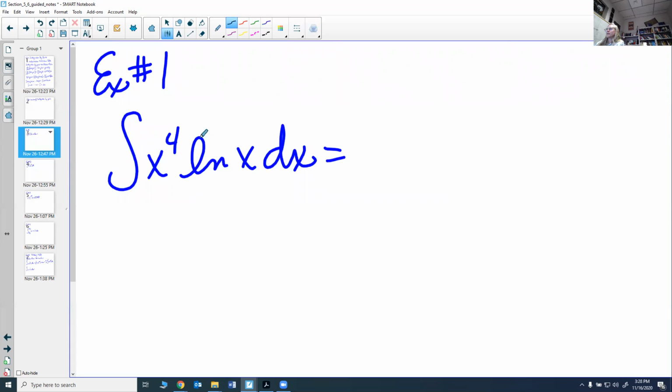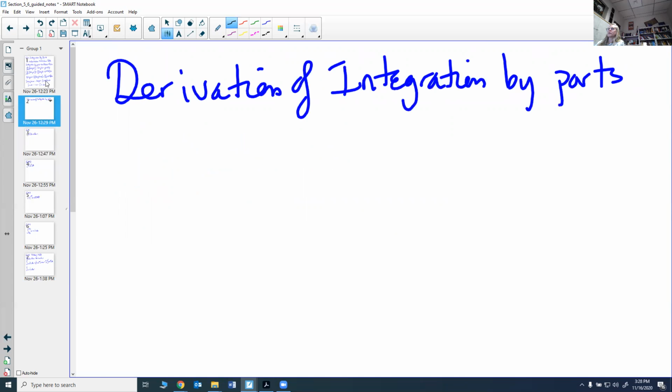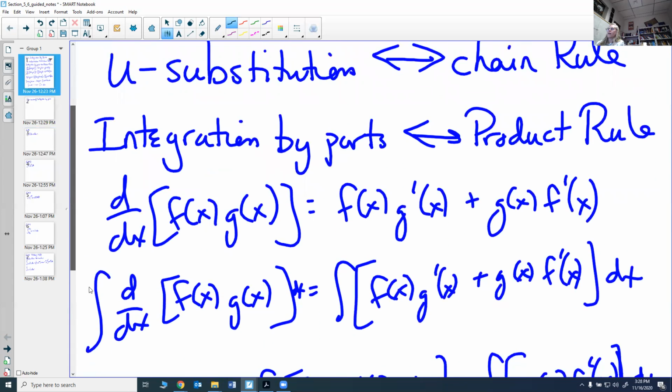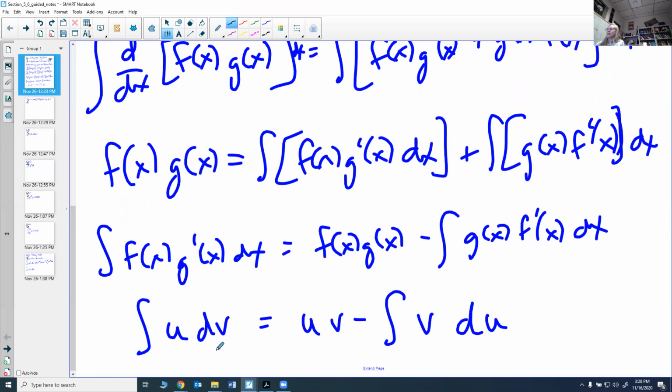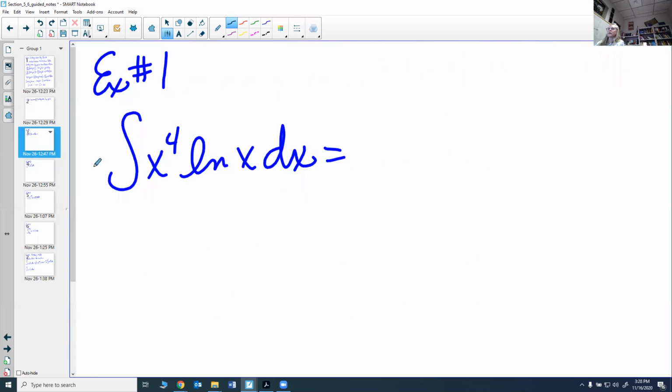dv has to be something you can find the integral of. Because if you look at this formula, we have a dv, and we're going to take the integral of it to find out what v is. So you have to actually pick something that you can find the integral of. And I can't find the integral of the natural log of x. I don't have a formula for that. It's not one of my basic formulas. But I can find the integral of x to the fourth.